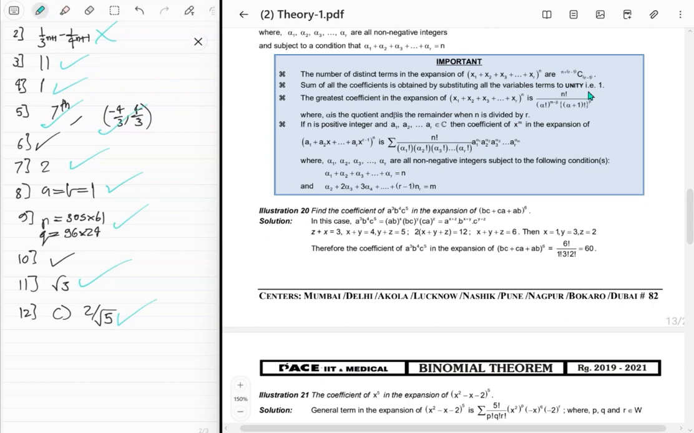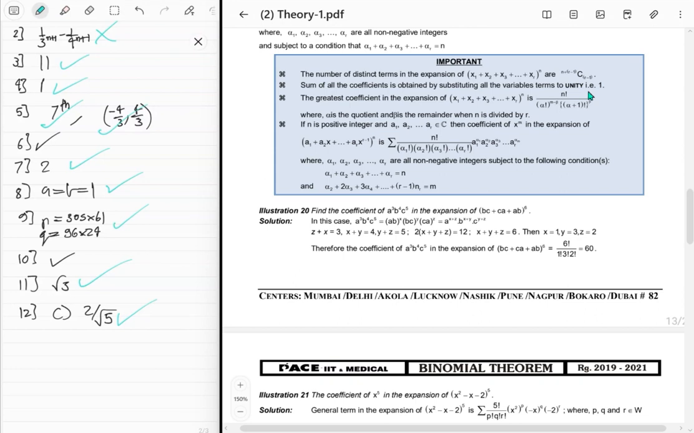Right, so it's from the stars and bars theorem, and honestly, explaining it right now would not be good. The sum of all coefficients is obtained by substituting all the variable terms with unity. Isn't that just obvious? We have been using that for so many questions, right? Why give it now?